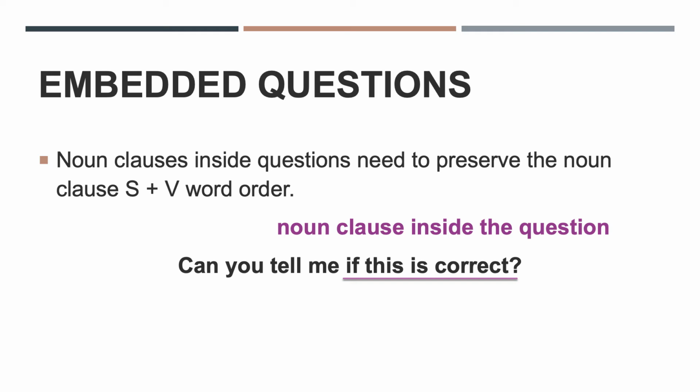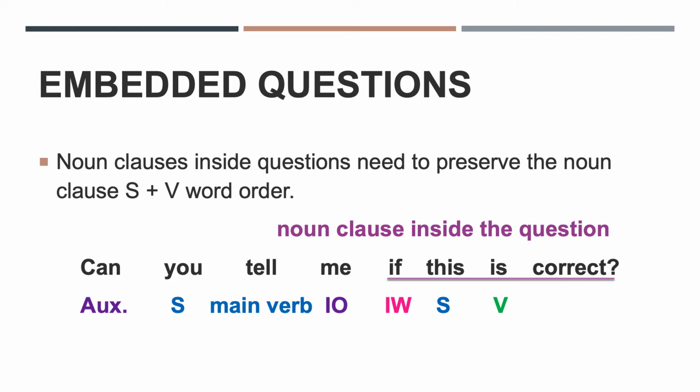So if you look at can you tell me if this is correct, you're going to notice that for the question phrase, you have can, the auxiliary, you have the subject, you, and the main verb. And this just tells you this is a question. It follows the question word order.